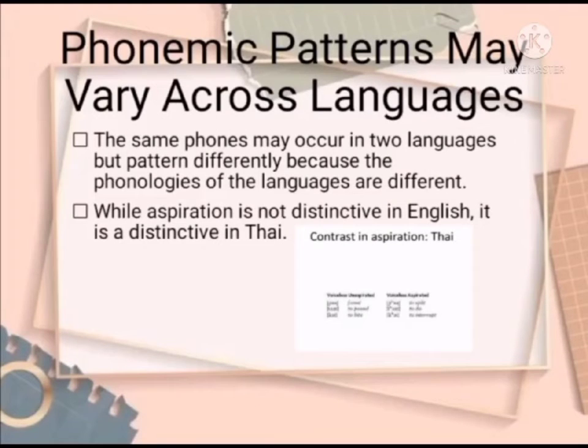Next, we have the phonemic patterns that may vary across languages. The same phones may occur in two languages but pattern differently because the phonologies of the languages are different. While aspiration is not distinctive in English, it is distinctive in Thai. Let me read the example of voiceless unaspirated and voiceless aspirated. First, the voiceless unaspirated: pa, which is forest, tam, to pound, cat, to bite; and the voiceless aspirated: pa, to split, tam, to do, cat, to interrupt. Afterwards, we saw that languages from all over the world use different phonemes. That's what makes language learning more complex.